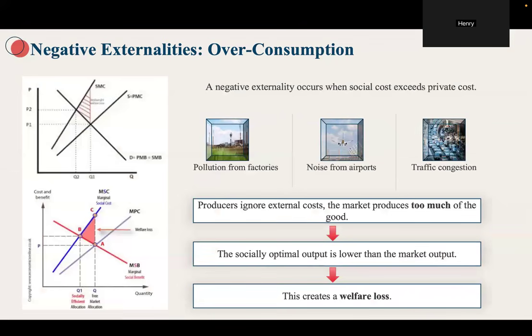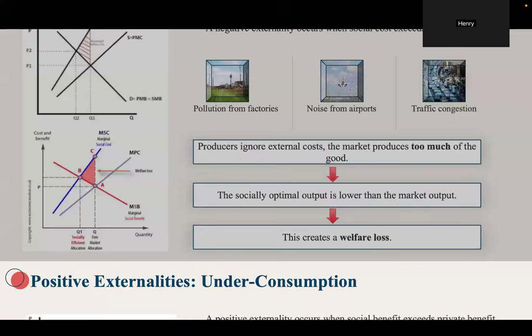A negative externality occurs when social costs exceed private costs. Examples include pollution from factories, noise from airports, and traffic congestion. Because producers ignore external costs, the market produces too much of a good and the equilibrium output is higher than the socially optimal level. This creates a welfare loss, a loss of overall economic efficiency.